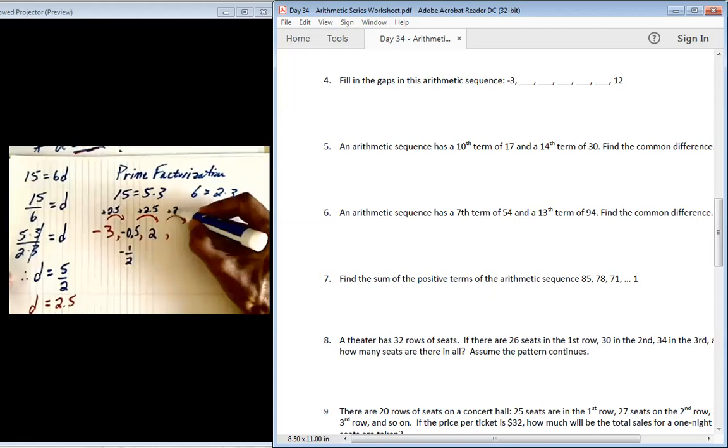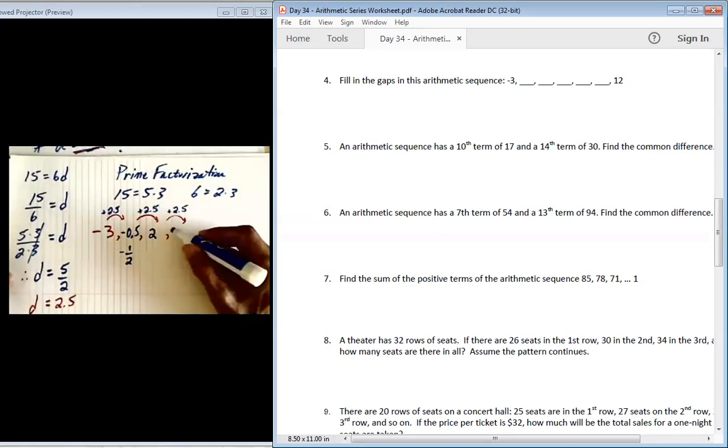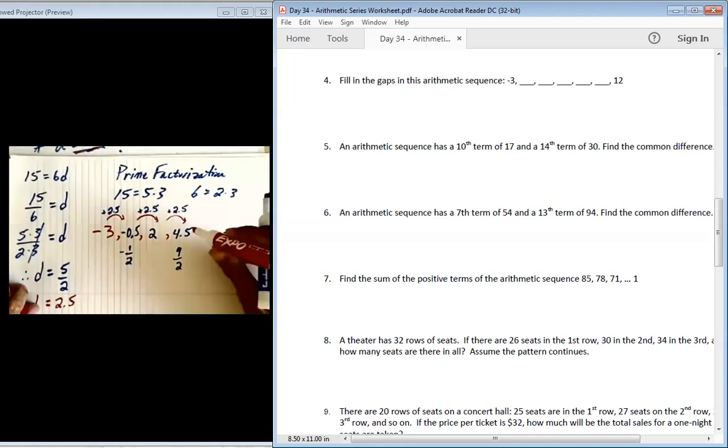Okay, so plus another 2.5. Now that we're in positive numbers, this is kind of nice. What do we get? It will be 9 over 2. This ends up being 4.5. Yep, 9 over 2. How many do we have to go? 2 more, okay. So add another 2.5.